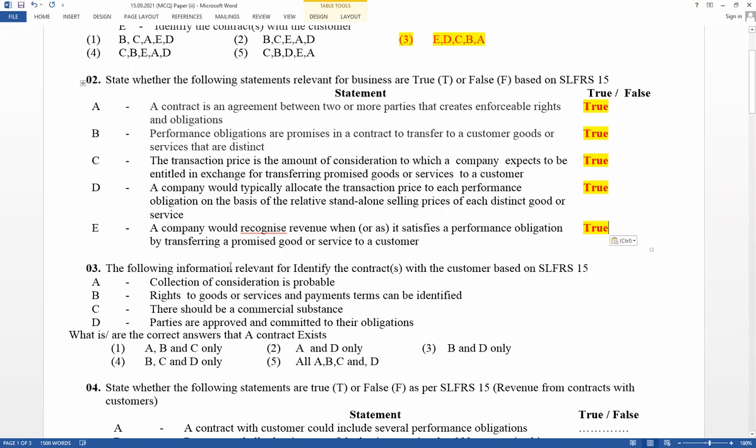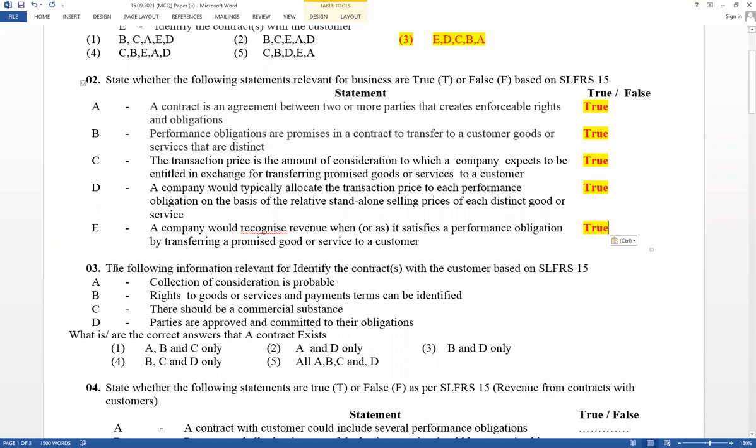Collection of consideration is probable. Rights to goods or service and payment term can be identified. There should be commercial substance and parties are approved and committed to their obligation. Those are the thing included in the contract. ඔන්න මේව තමයි contract එකක් ඇතුළේ තියෙන්න ඕන දේවල්. Yes, what is the correct answer that a contract exists? ඔන්න contract එකක් තුළ තියෙන්න ඕන මොනවද කියලා අහුවොත්. Collection of consideration probable. Right to goods or service and payment term can be identified. There should be commercial substance and parties are approved and committed to their obligation.